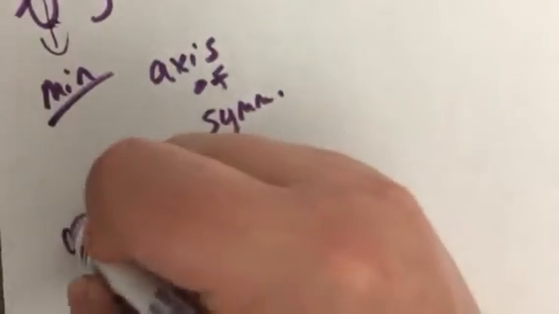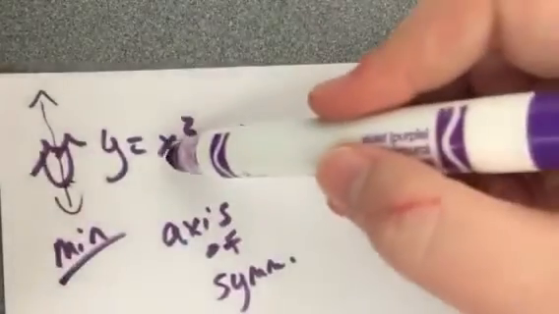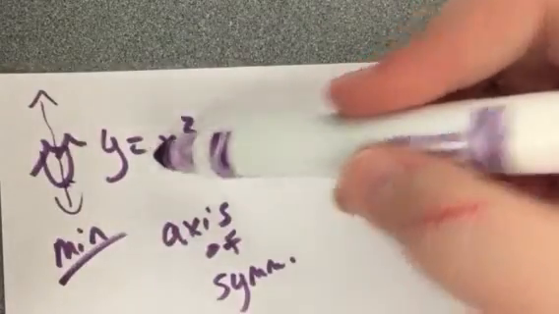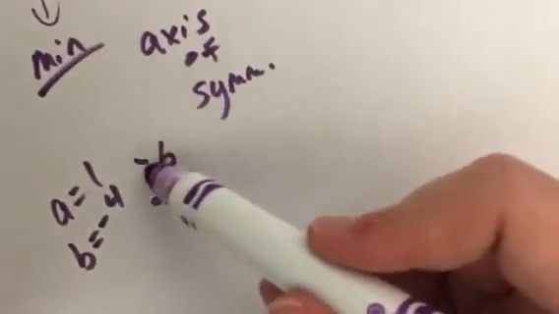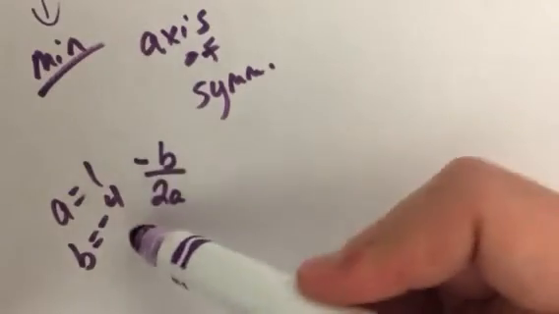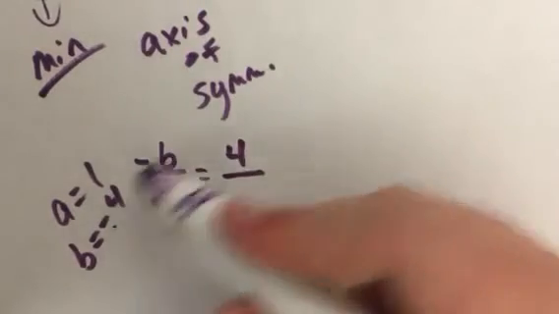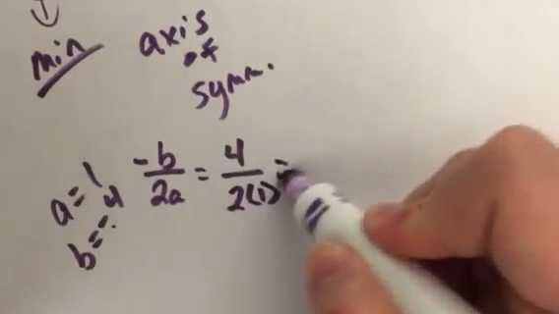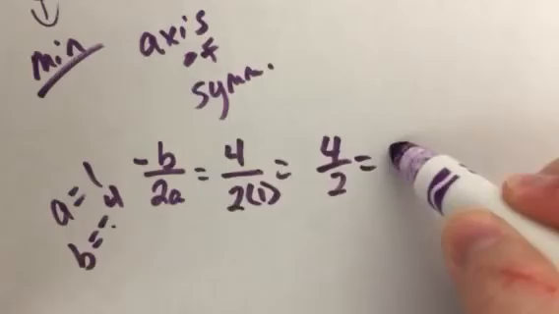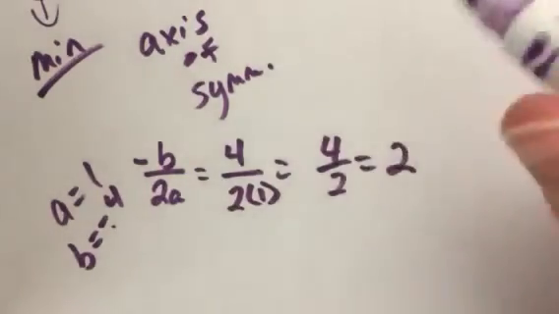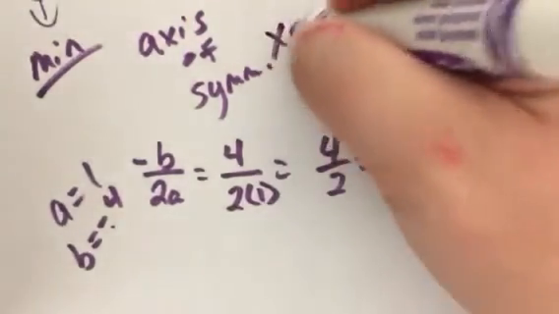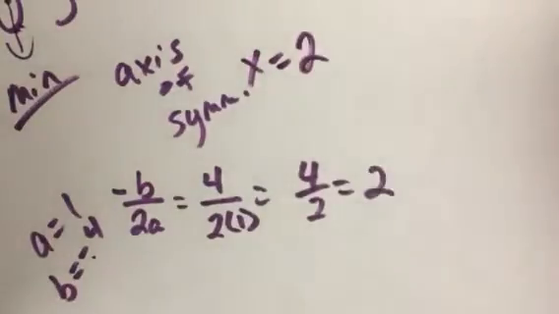So in our equation, we know that a equals 1 because that's the coefficient in front of the x squared. It's a 1. And we know that our b is going to be negative 4. So we substitute those values in. Again, we have negative b. So the negative of negative 4 is actually positive 4. And a is 1, so we substitute that in. 4 over 2 equals 2. So your axis of symmetry is located at x equals positive 2.